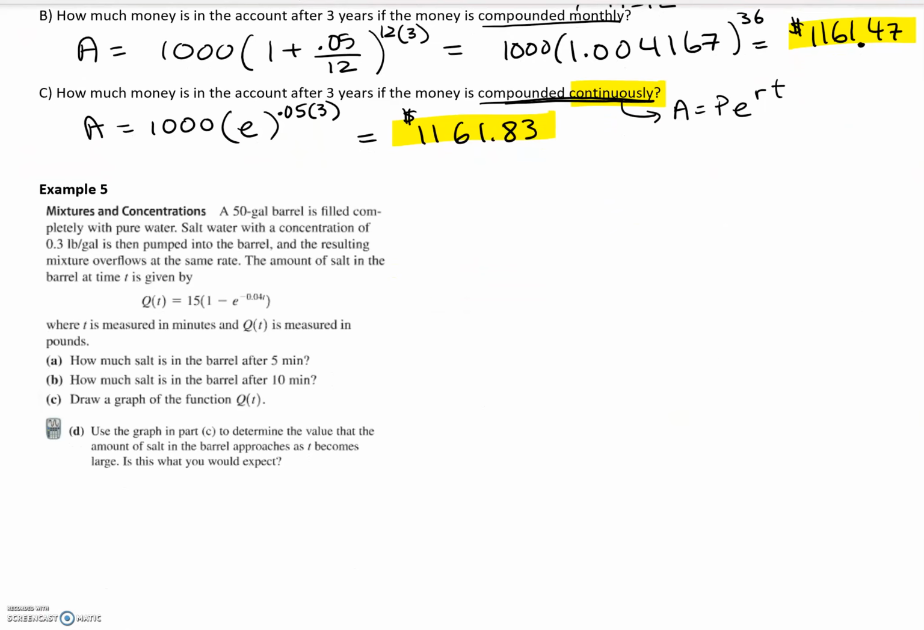It says a 50-gallon barrel is filled completely with pure water, and salt water with a concentration of 0.3 pounds per gallon is pumped into the barrel, and the resulting mixture overflows at the same rate. The amount of salt in the barrel at time t is given by blah blah. So they're giving us the function, which is good news. So t is time, and I guess q, or q of t, is the amount of salt.